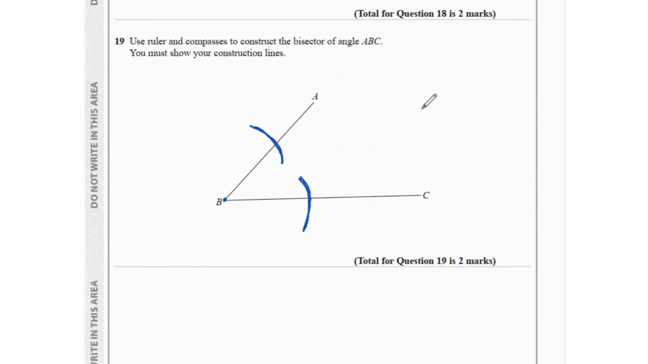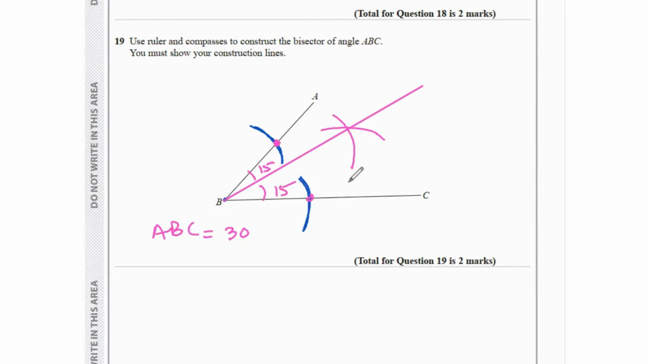Once you've done that, using the same length, you put your pointed part over here on AB and BC and draw 2 more arcs like this. Once you've done all of that, you connect point B and pass it through the intersection of the 2 arcs. And then using your protractor, you can measure the angle. So for example, if ABC is 30, this needs to be 15, and this also needs to be 15. So you check that using your protractor.